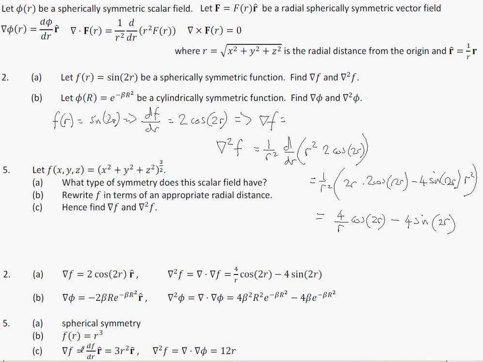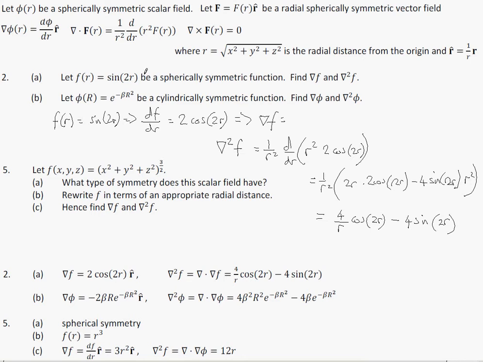And then del f, as in 2a, is calculated using df by dr times r hat. Since f of r is r cubed, the derivative of that is obviously 3r squared. Del squared f we find again using this expression here, and we know that r squared times f of r is going to be r squared times r cubed, so r to the power 5.